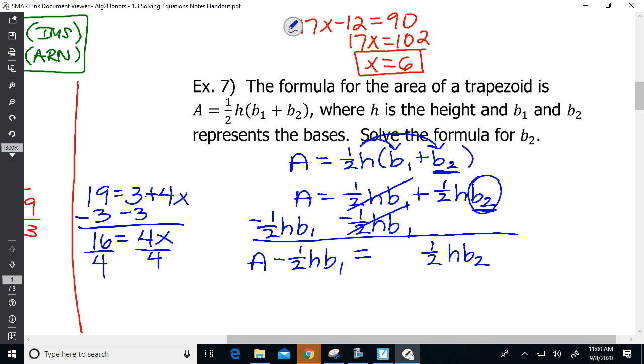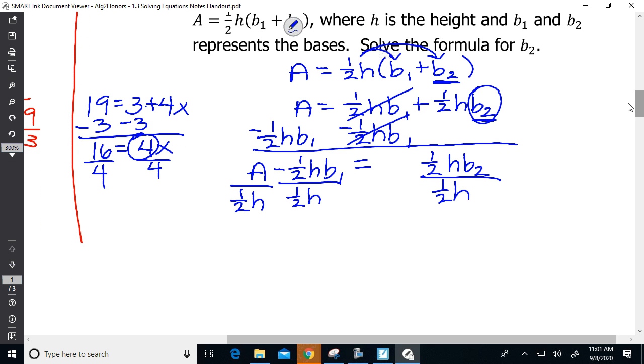1/2 and h is similar to this 4. We divided 4 in this made-up problem that we had. So we're going to divide 1/2 and h, everything on the left-hand side. Right hand side is easy. 1/2 are gone, the h's are gone, you're left with b2, which is what you want.